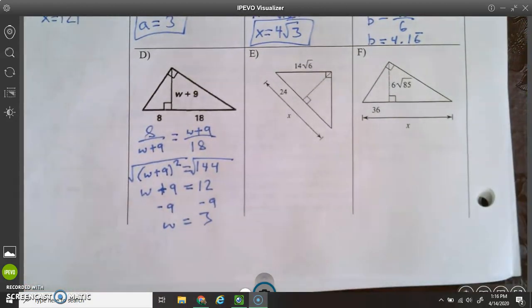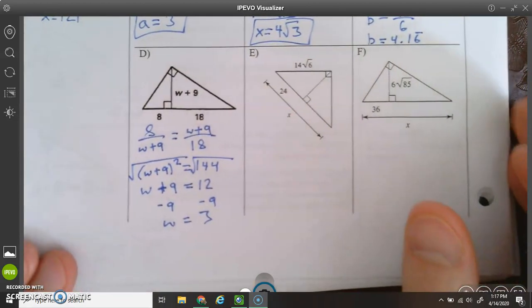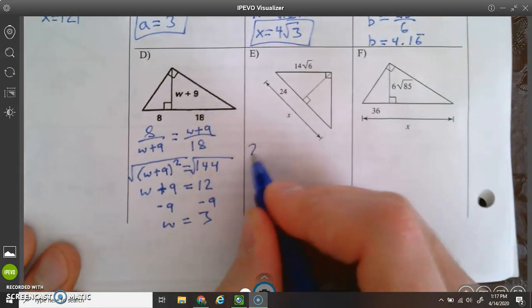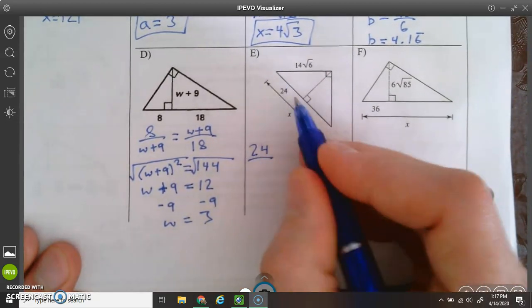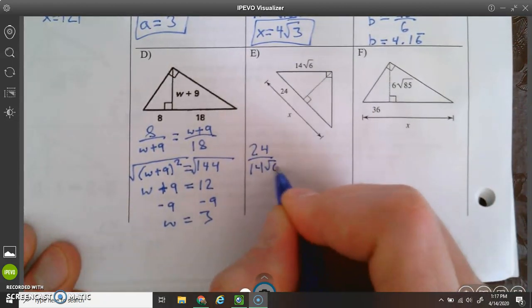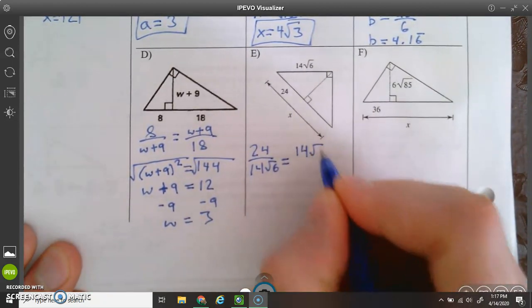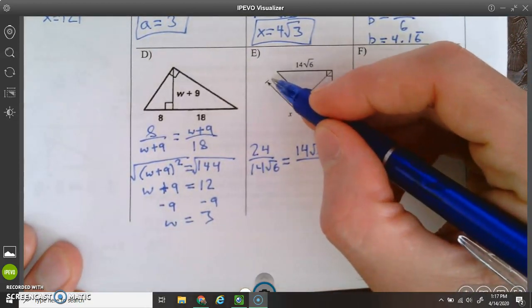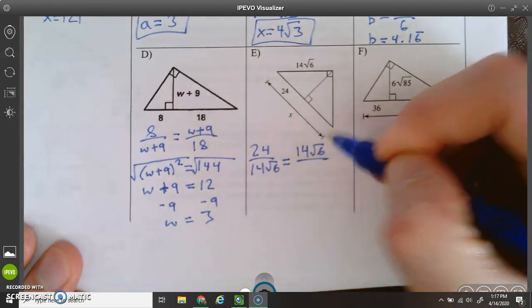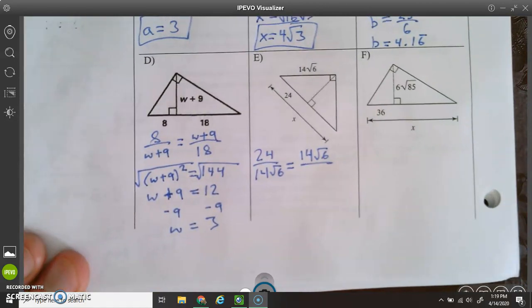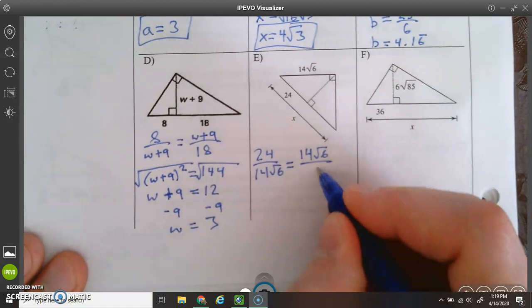All right, so you're not going to notice any delay because I cut out the delay. But my key that I had for E and F were totally wrong, so I had to redo them real quick. So to set up for E, what we have is 24 over, so this side here, over the leg, so 14 square root of 6, is equal to 14 square root of 6 divided by the length of the whole thing. Now be careful, the length of the whole thing is x, so we end up with 14 square root of 6 over x.